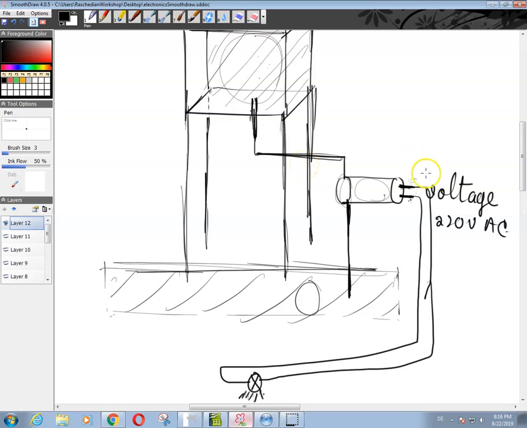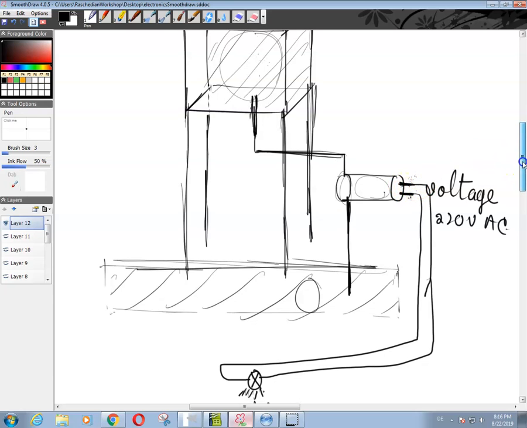So that is basically called a potential difference.